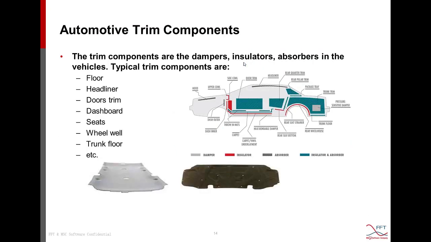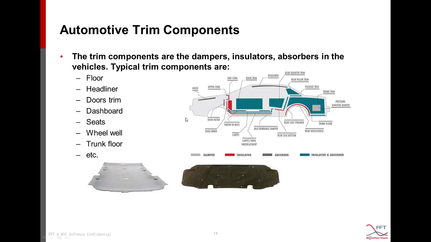Okay, so now the next example is on the complete automotive vehicle level. So we had seen just now a validation problem on a component level. Now this time is on the system level. So in automotive industries, there are many trim components, many of them acting as dampers, insulators, absorbers, but some of them will behave as a combination of, for example, insulator and absorber.